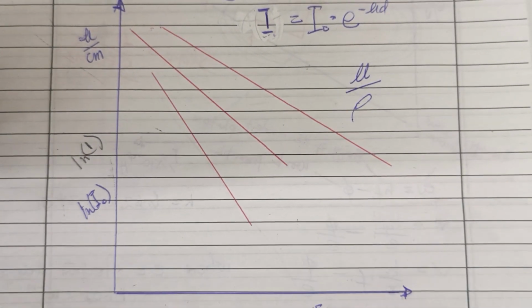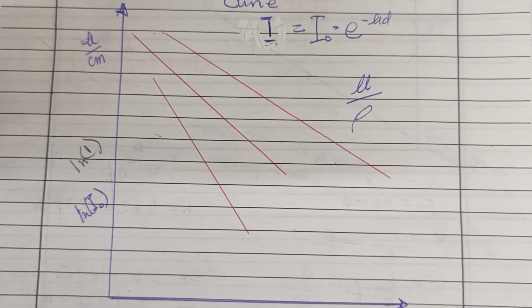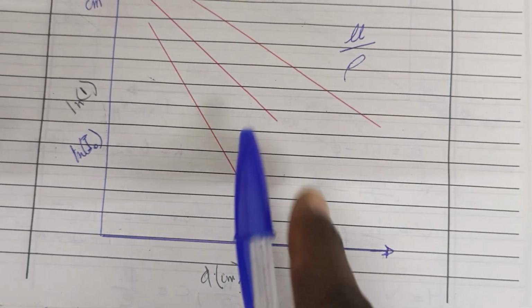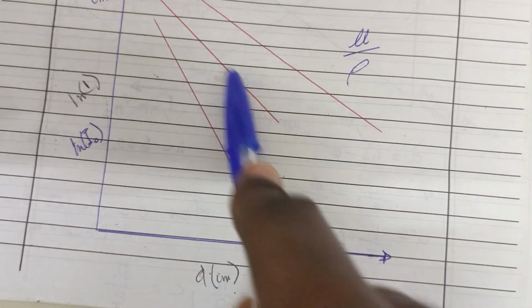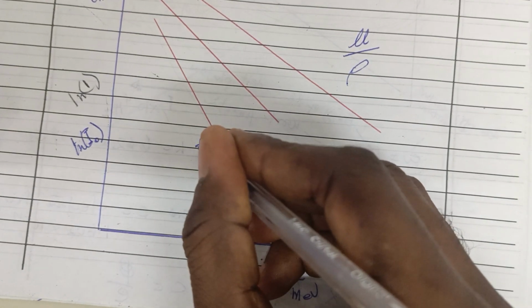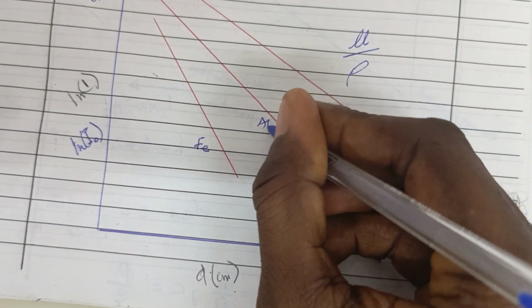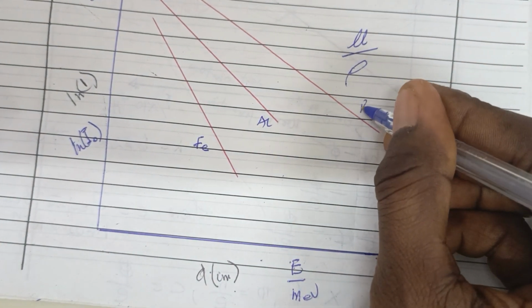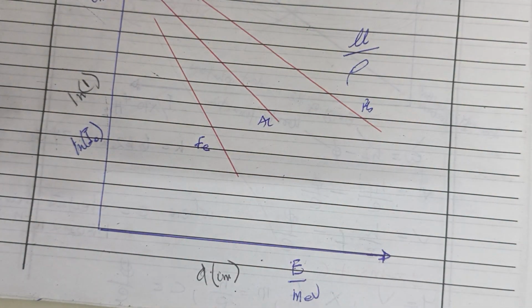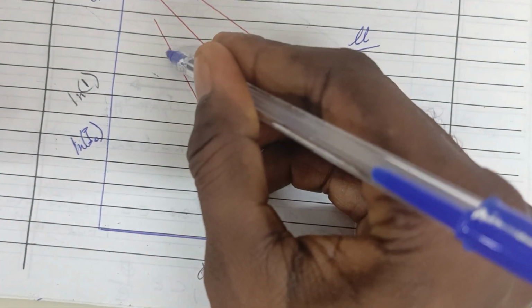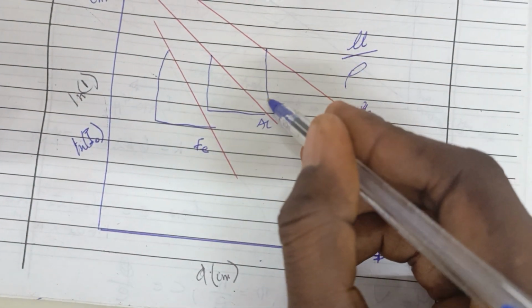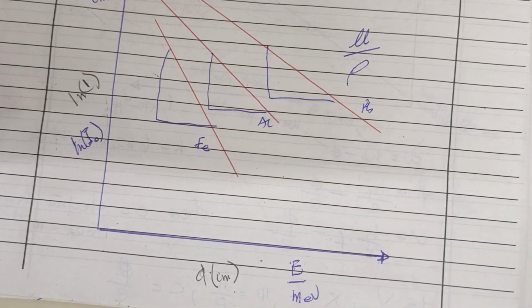Now, since we have about 5 absorbers, there's no need for us to separate the graph. We can just draw all the lines on one graph. We can call this Fe, iron, this Al, aluminium, and this Pb, lead, and then we add the others all on one graph. After that, we find the slope for each line, for all the lines.